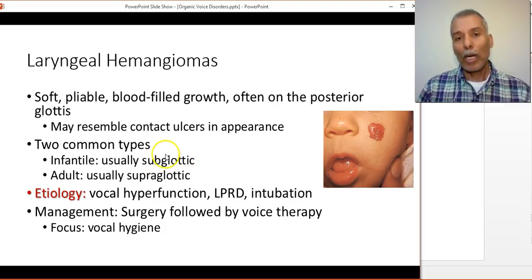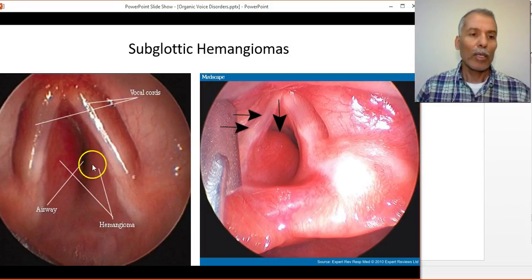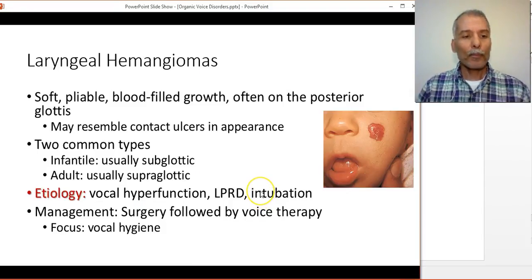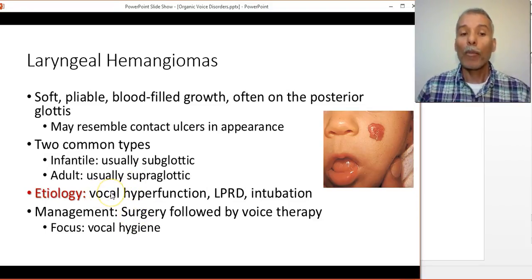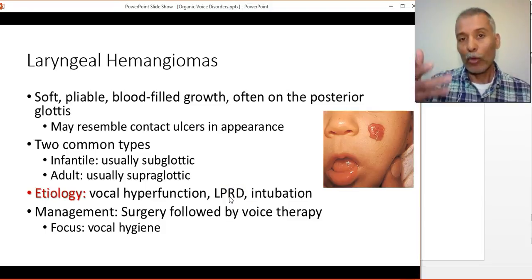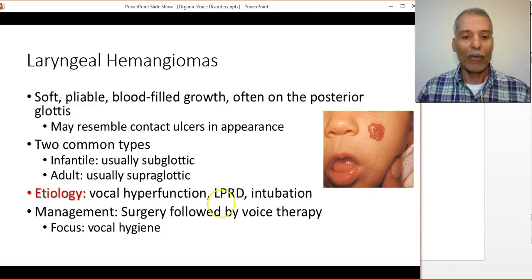And there are two common kinds of them. There's the infantile, which is usually subglottic, as the two cases that I'm showing here. This one is a little bit higher, but it extends to the subglottis. This one is completely in the subglottis. The adult kind is supraglottic, typically. In terms of the cause, the etiology, it is caused by hyperfunctional voice use and laryngopharyngeal reflux. When I list the causality, it could be one, it could be a combination. So it is any of the following or any combination of the following.